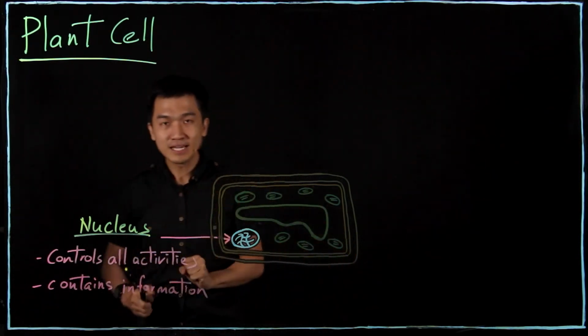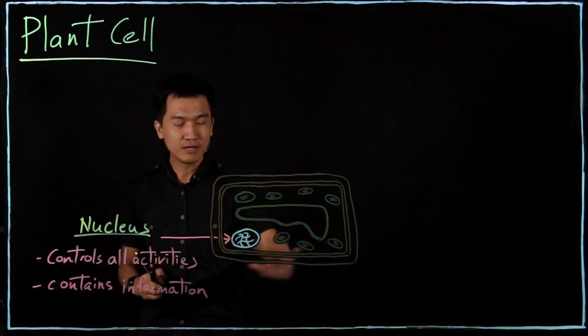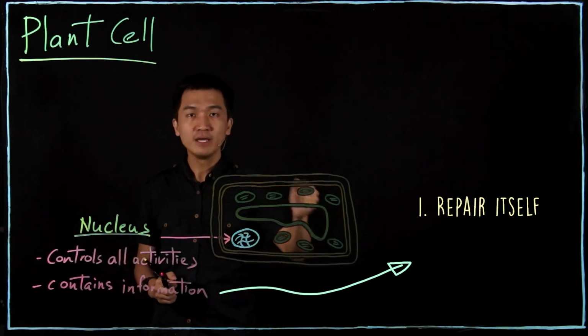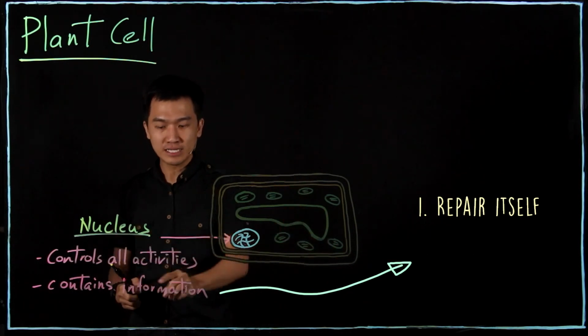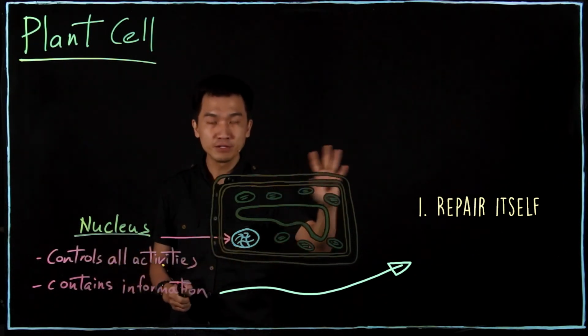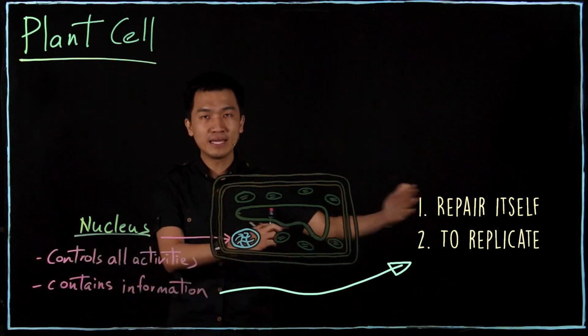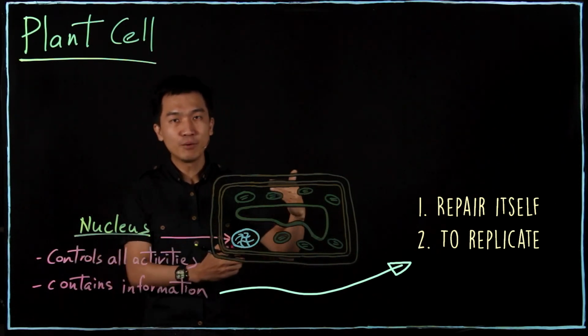Now, it means that there are two situations in which a cell needs to use the information again. Firstly, to repair itself. If the cell is damaged, the nucleus has the information for it to rebuild itself, to repair itself. Another situation is for it to replicate. Now, for example, if the plant wants to grow.